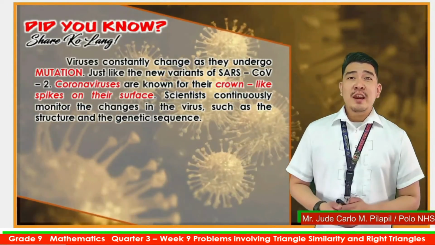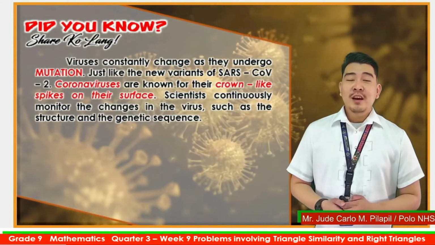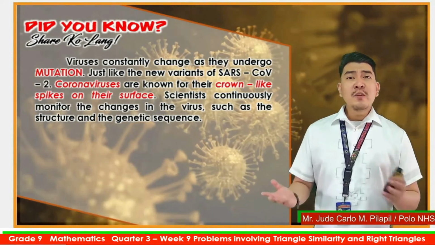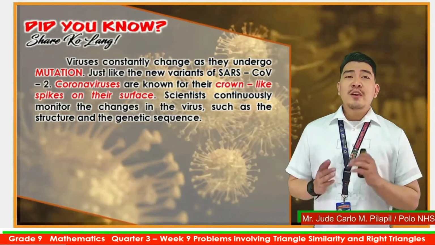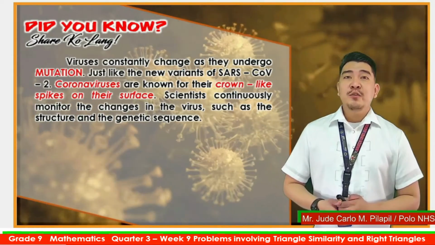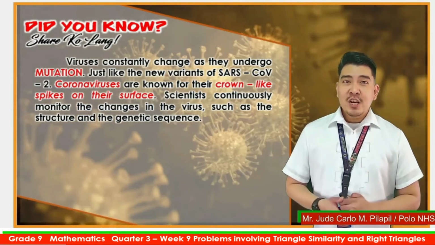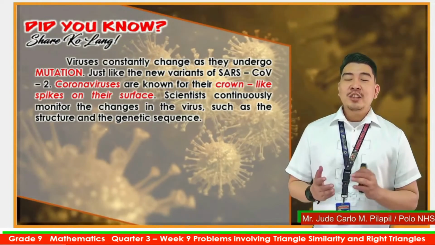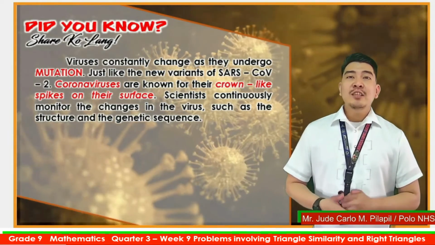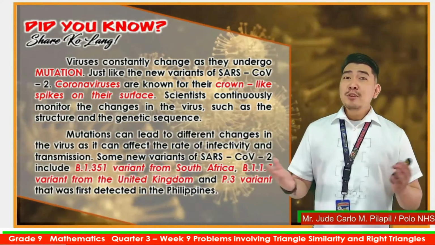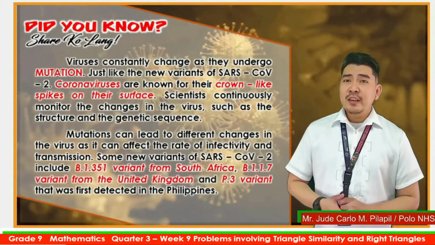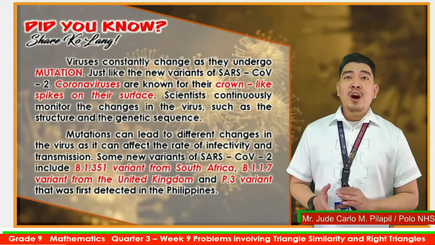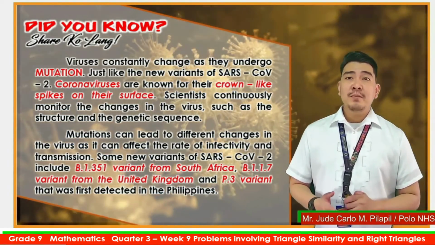Viruses constantly change as they undergo mutation. Just like the new variants of SARS-CoV-2, coronaviruses are known for their crown-like spikes on their surface. Scientists continuously monitor the changes in the virus, such as the structure and the genetic sequence. Mutations can lead to different changes in the virus, as they can affect the rate of infectivity and transmission.